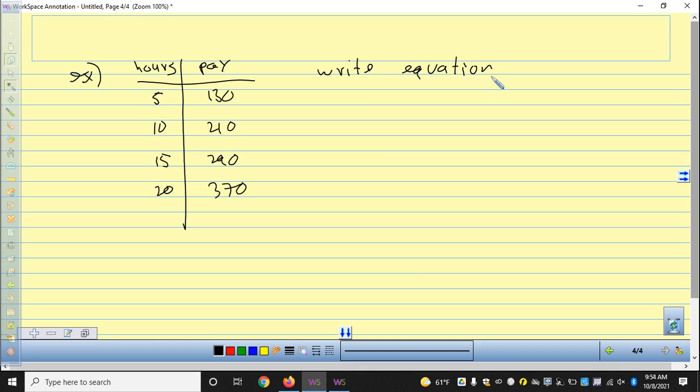Well, let's think for a second about how we would do this. We need the slope, but each of these is a point. We can think of this as an x and a y. So we can choose any of these points to use to write our equation. How do we find the slope here from a table? We would find out the changes, right? This is going up by 5, 5, 5. This goes up by 80, 80, 80.